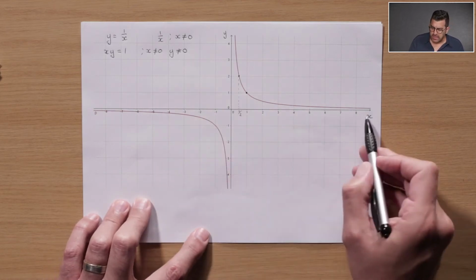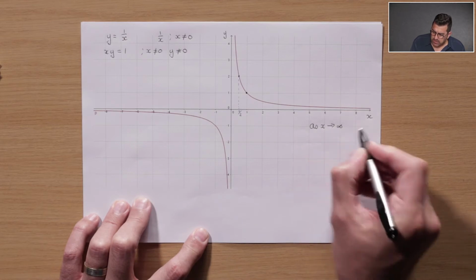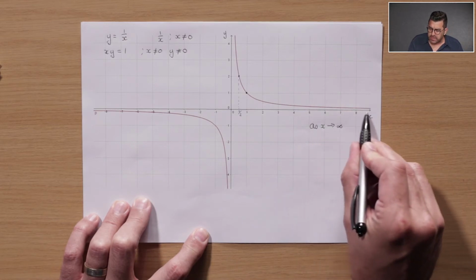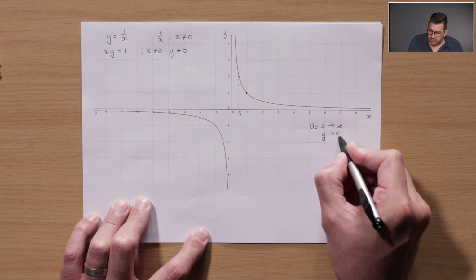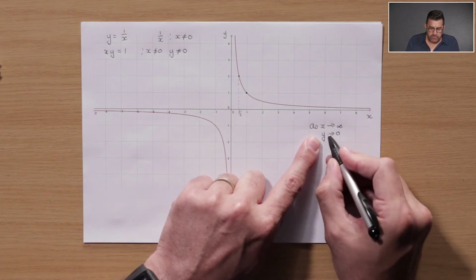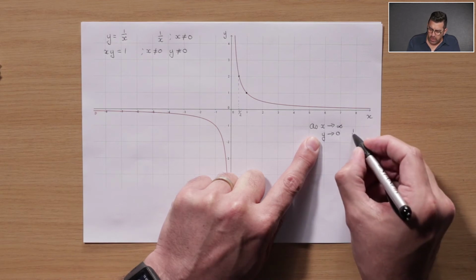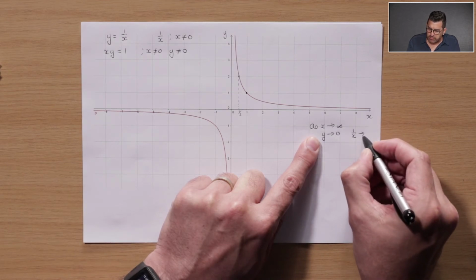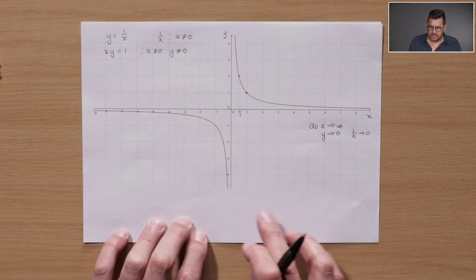Okay, so in here, as my x is approaching infinity, it's becoming bigger and bigger, my y values are approaching 0. And now remember, what is my y value? My y value here is 1 over x. So in fact, I'm saying 1 over x is approaching 0. And the same goes for this side.